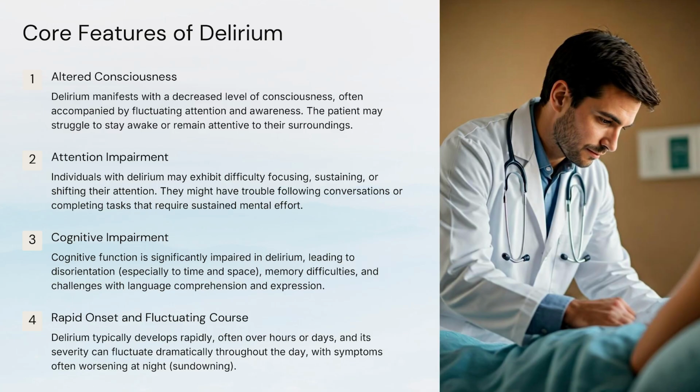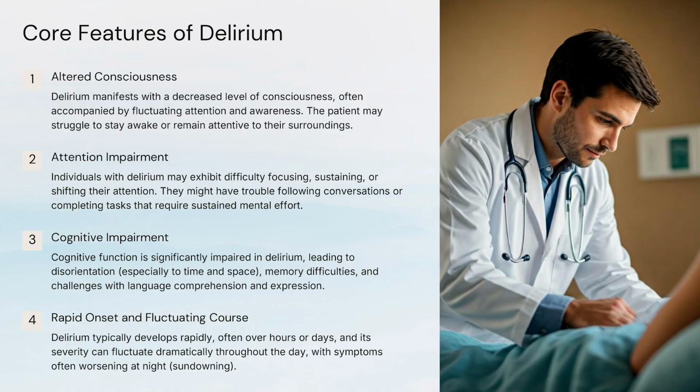When coming to the core features of delirium, we will start with altered consciousness, where the person suffering from delirium will have a decreased level of consciousness, always accompanied by fluctuating attention as well as awareness. The person will struggle to stay awake and to remain attentive in their surroundings. That's the first core feature.